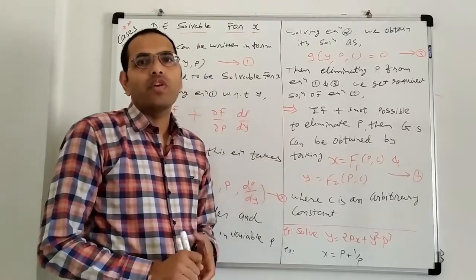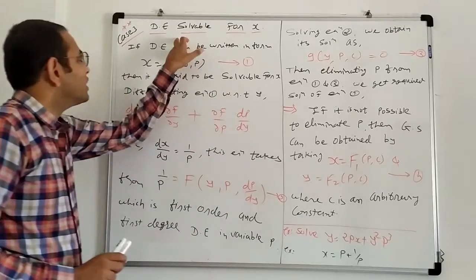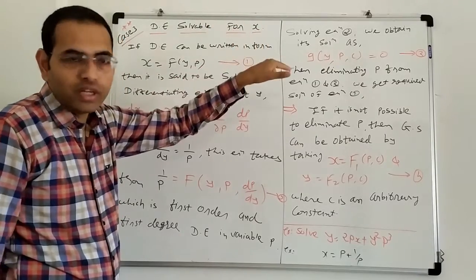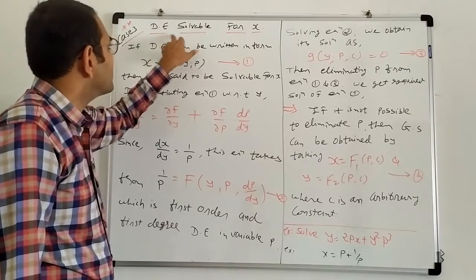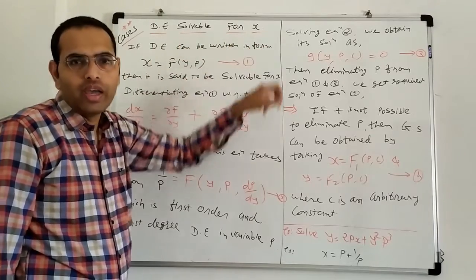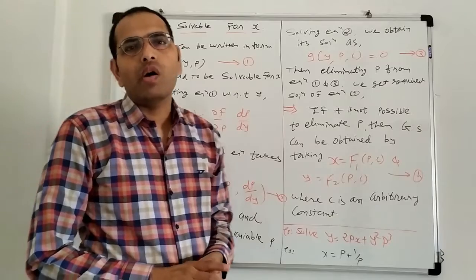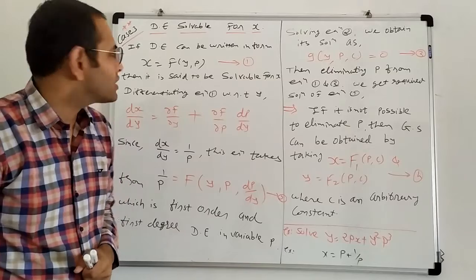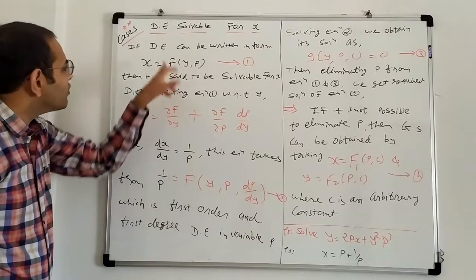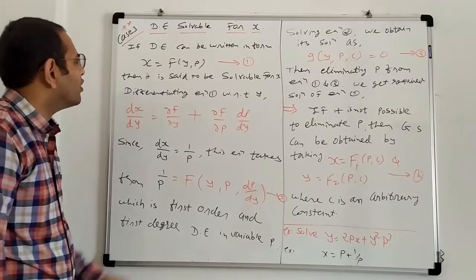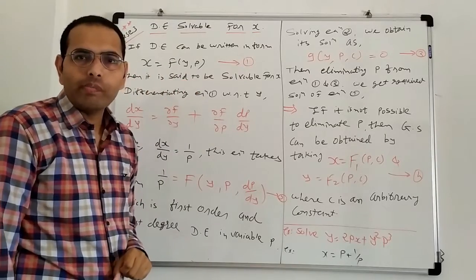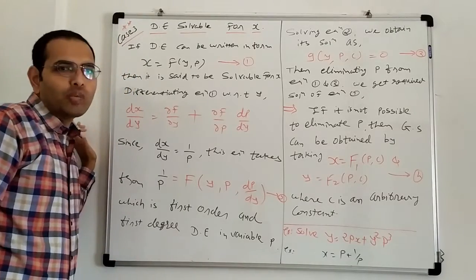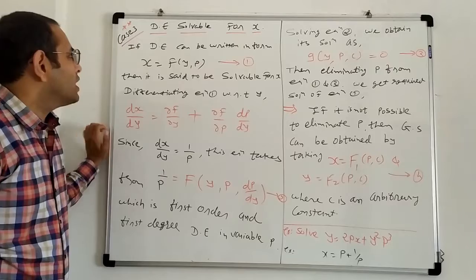Last lecture we learned about differential equation solvable for p, that is case 1, and case 2, which is differential equation solvable for y. Today's lecture we learn about differential equation solvable for x, that is our case 3. If a differential equation can be written in the form x equal to f of y comma p, that is our equation number 1, then it is said to be solvable for x.